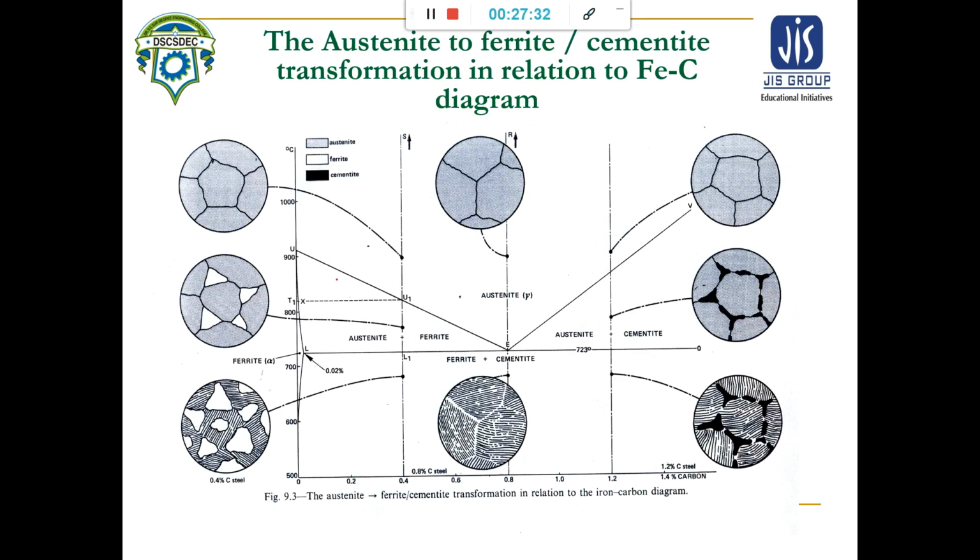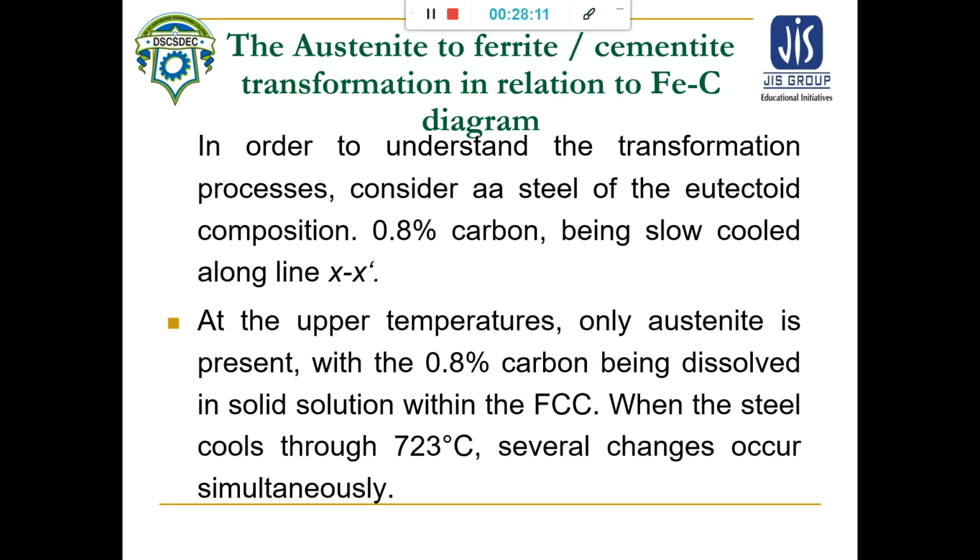In this figure we can see the different microstructures, how austenite is transformed in relation to the iron carbon diagram. Here it is austenite. In the eutectoid reaction, what will happen? Austenite will be changed to cementite plus ferrite. That is called pearlite. That looks like this. And at this point, there will be pearlite. So these are the different microstructures.